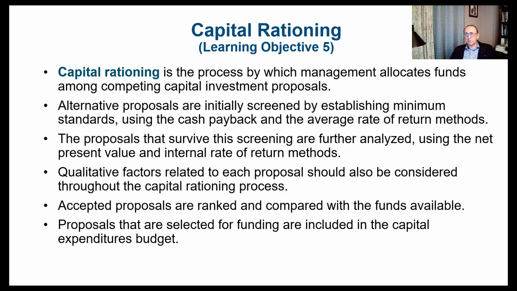So that would take us to something called capital rationing, or the rational decision of how we make an investment decision. Capital rationing is the process by which management allocates funds among competing capital investment proposals. Alternative proposals are initially screened by establishing minimum standards using the cash payback and the average rate of return methods, because these are the simple methods, so we want to see whether it is really feasible or not.